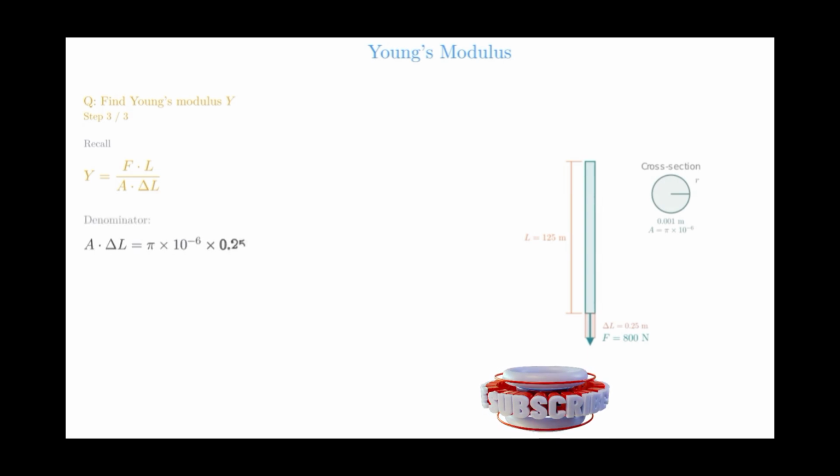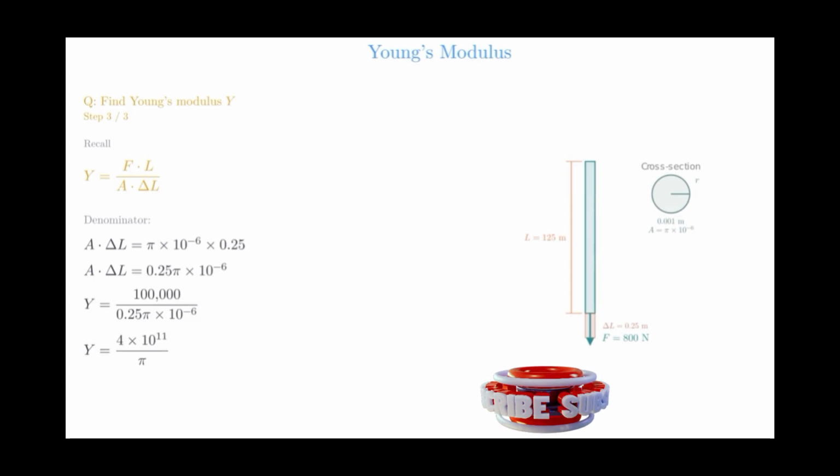A times delta L is pi times 10 to the negative 6 times 0.25. That simplifies to 0.25 pi times 10 to the negative 6. So Y equals 100,000 divided by 0.25 pi times 10 to the negative 6, which is 4 times 10 to the 11 over pi, approximately 1.27 times 10 to the 11 pascals.